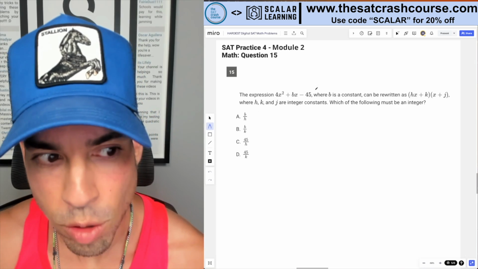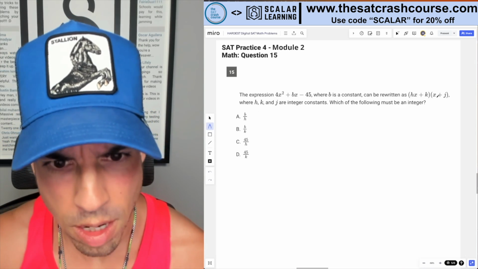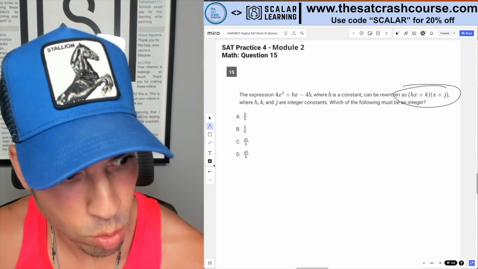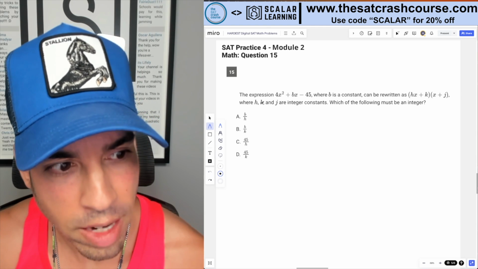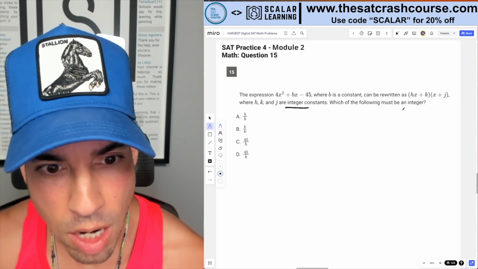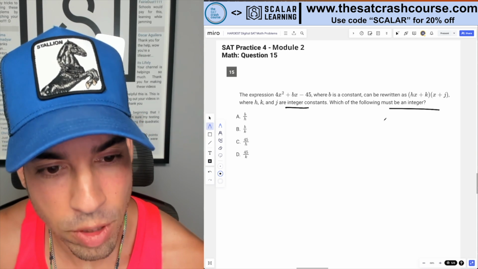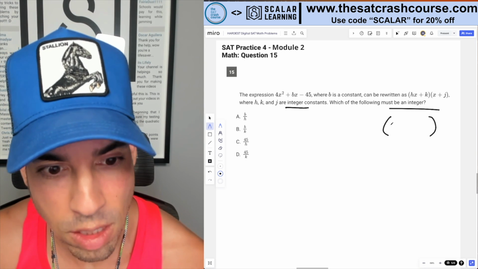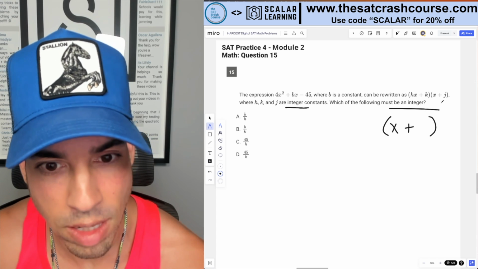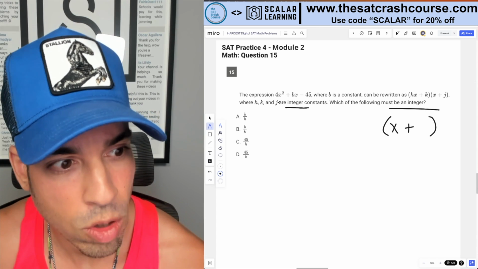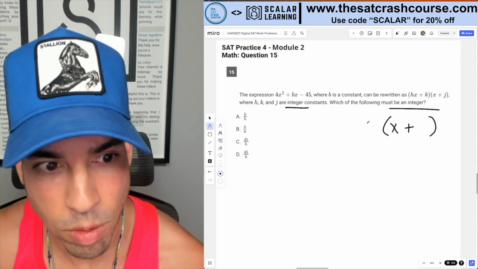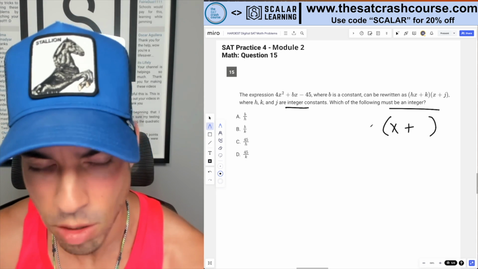Done. So here we have a quadratic expression where b is a constant, can be rewritten as this, which is factored form. And then it says that h, k, and j are all integer constants. Which of the following must be an integer? So what I see over here, as I'm going to start to factor this, is I see just a regular x, and then we have a standalone constant, right? And we don't know if j, k, or h, if they're positive or negative. It just says they're integers.